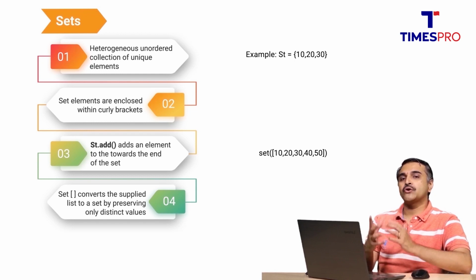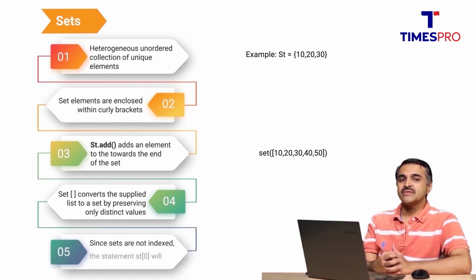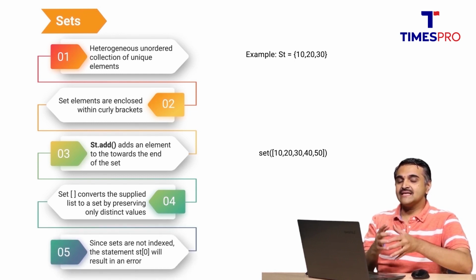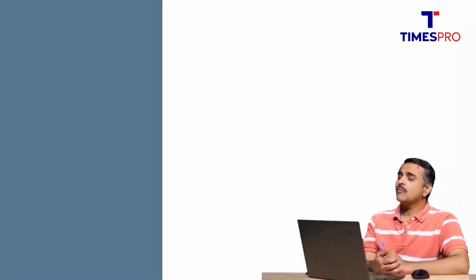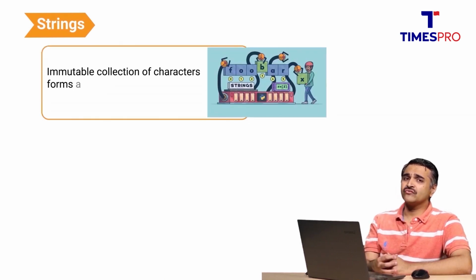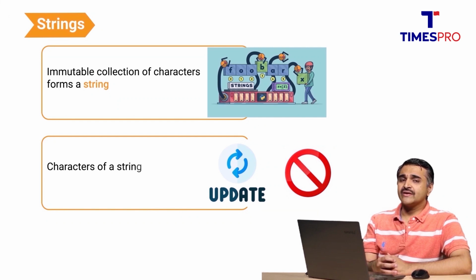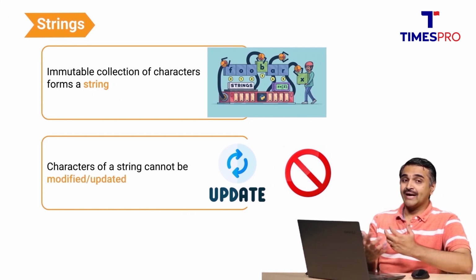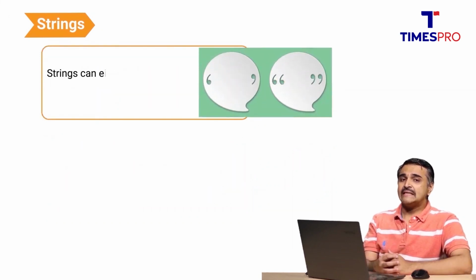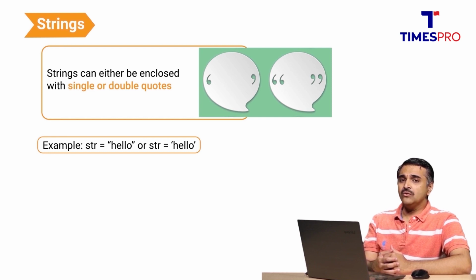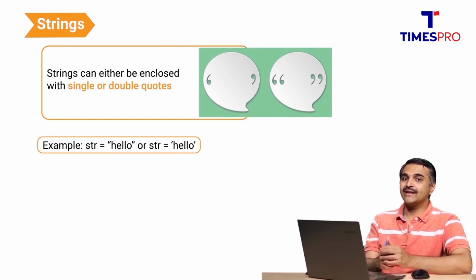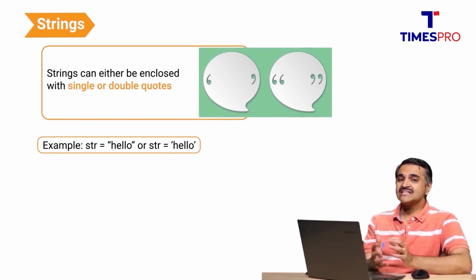Since sets are not indexed, the statement st[0], where st is the set object, is going to result in an error. Moving on to strings. Strings are immutable collections of characters. Characters of a string cannot be modified or updated. Strings can be enclosed in either single quotes or double quotes. So both these strings, hello enclosed in double quotes and hello enclosed in single quotes, are valid string literals in Python.